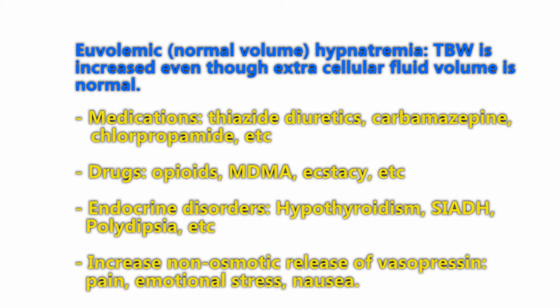The endocrine disorders that would cause this would be hypothyroidism or SIADH, the syndrome of inappropriate antidiuretic hormone, and this is common in cancers of the GI tract or the CNS, and then also adrenal insufficiency. Another cause for euvolemic hyponatremia would be polydipsia. Another one would be increased non-osmotic release of vasopressin or ADH, and this is usually due to pain, emotional stress, or nausea.